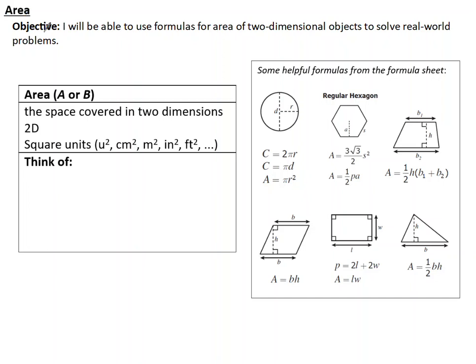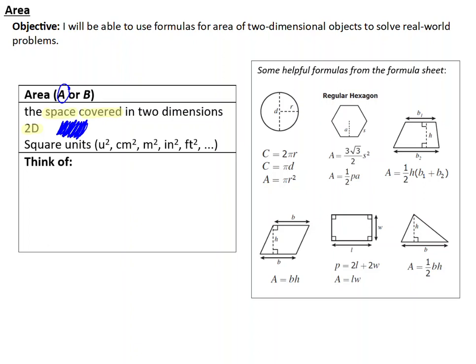Area. Our objective in this lesson is to be able to use formulas for area of two-dimensional objects to solve real-world problems. Area could be used by the abbreviation capital A or capital B. Notice that it is capital A and not lowercase a. Area is the space covered in two dimensions. Area is two-dimensional. Think of, instead of a line, the space when I color something in.